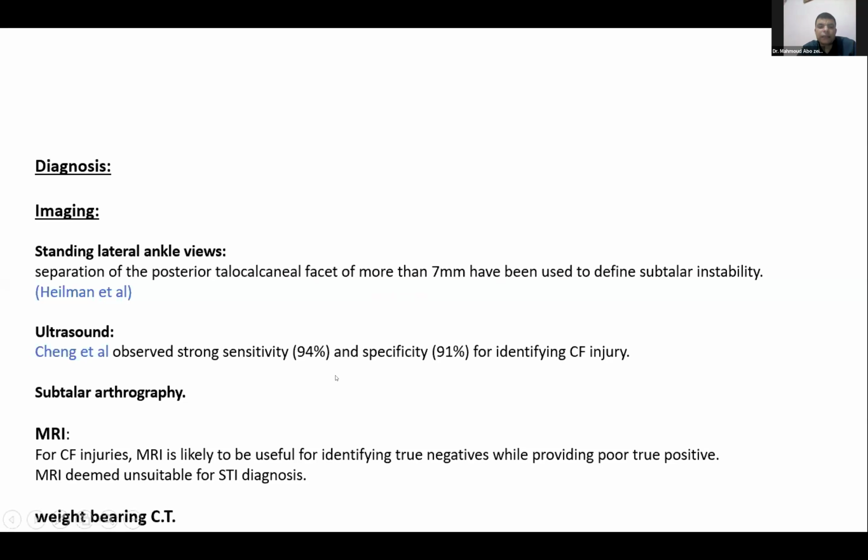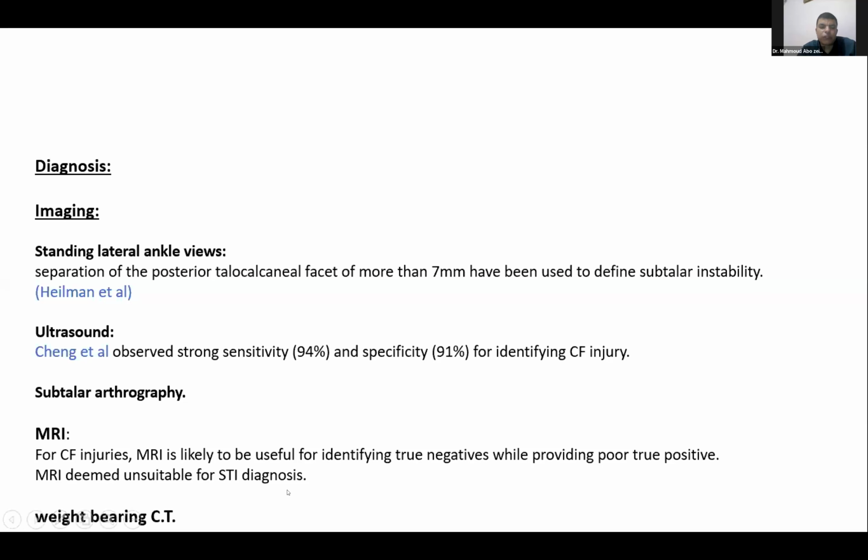Also, we can use subtalar arthrography and the MRI. MRI for the calcaneofibular ligament is likely to be useful to define true negatives, as it can diagnose associated injuries such as osteochondral lesions and ligamentous strain, but as regards subtalar instability it is of limited role.